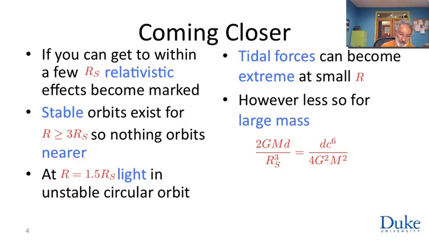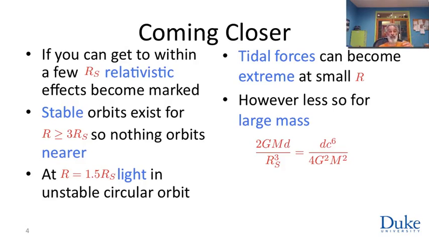And for radii less than 3 times the Schwarzschild radius, no stable orbits exist. There exist circular orbits inside that radius, but they're all unstable. What this implies is that any small perturbation, rather than knocking you into an elliptical orbit, will knock you into an orbit that either falls into the black hole or away from the black hole.